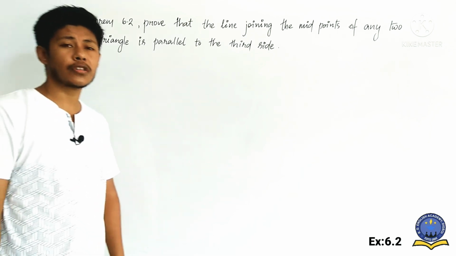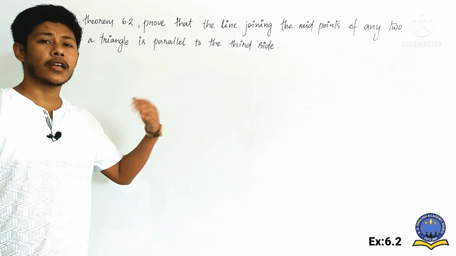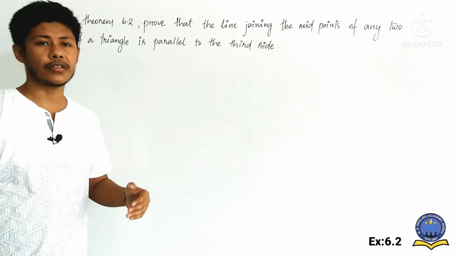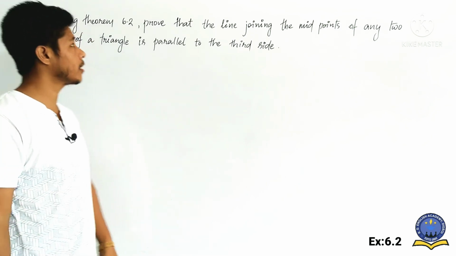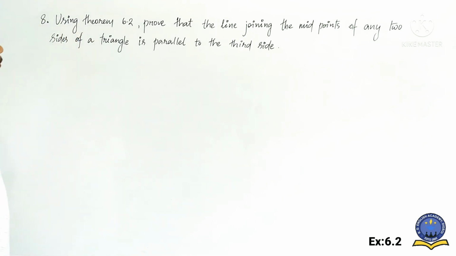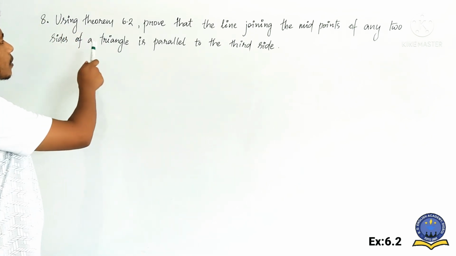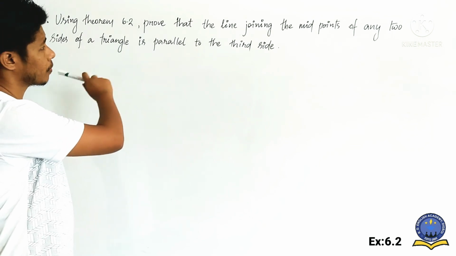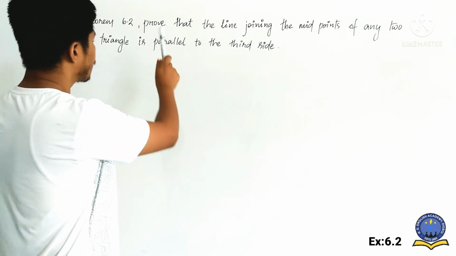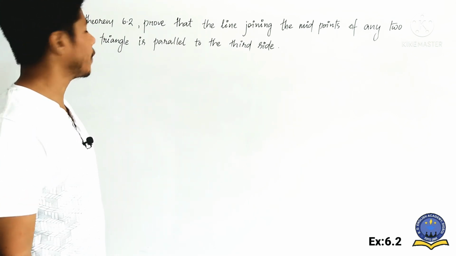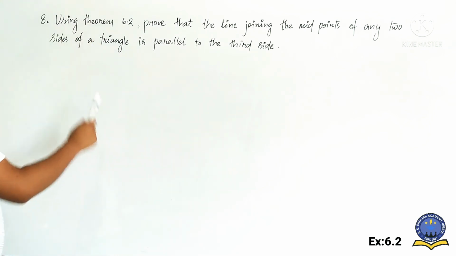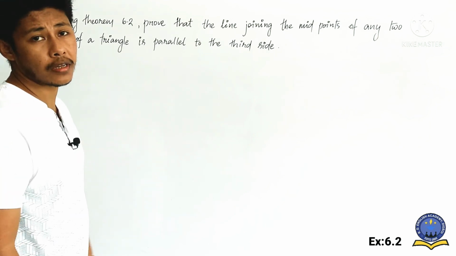And what is the converse of Thales theorem? If two sides are divided in the same ratio, then the line segment is parallel to the third side, isn't it? So this is the converse of Thales theorem. Using theorem 6.2, we need to prove that the line joining the midpoints of any two sides of a triangle is parallel to the third side.